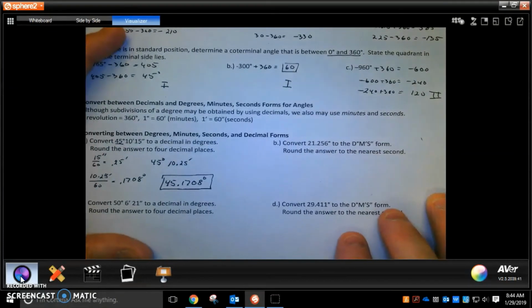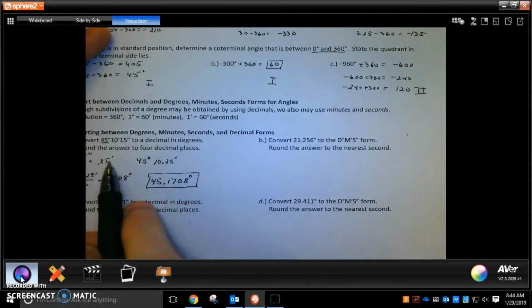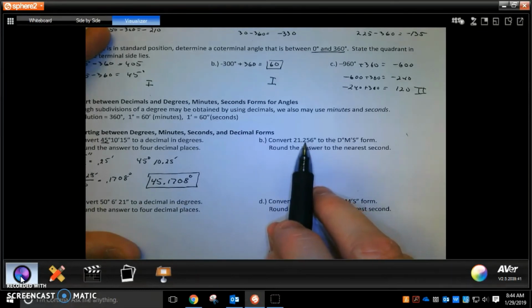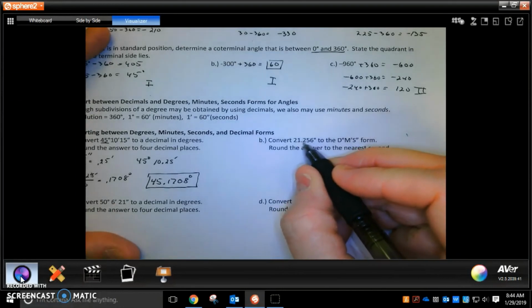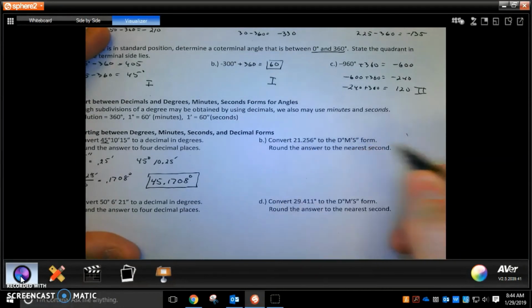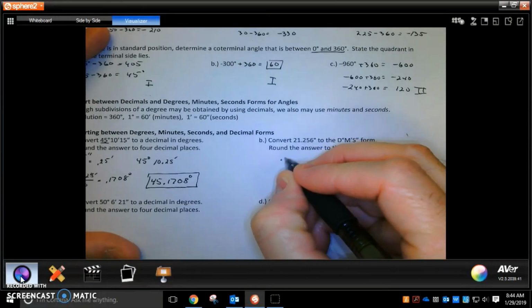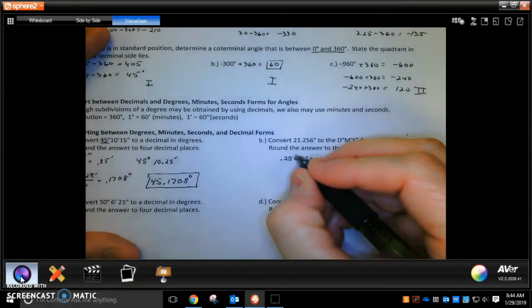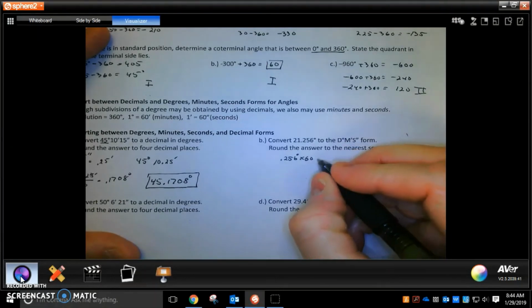Okay? To go the other direction, well, if we divided to turn the seconds into minutes and the minutes into degrees, then we're going to multiply to turn that decimal into the minutes and the seconds that we want. So 21.256 degrees, so a little bit bigger than 21 degrees. So let's just take the decimal part, 0.256, and we're going to multiply that by 60.